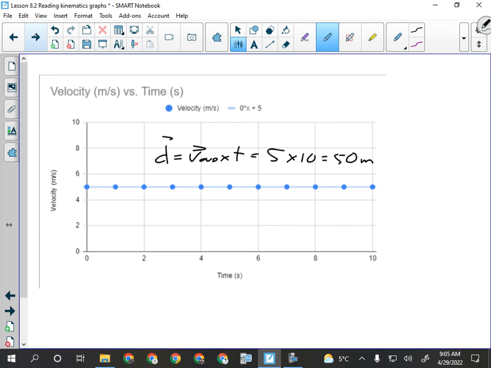So on this graph right here, this velocity versus time graph, what's this object doing? Staying at a constant rate of 5 meters per second. Moving at a constant rate of 5 meters per second. So it's not accelerating. This is traveling at a constant velocity, which is why the slope of the line is 0. Right? Calculate the displacement of this runner over the 10 seconds.